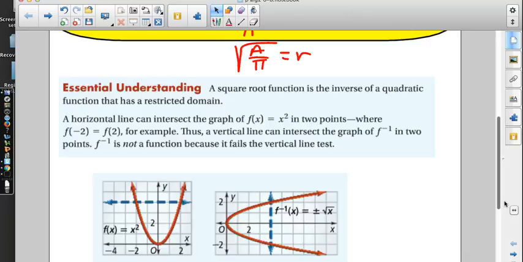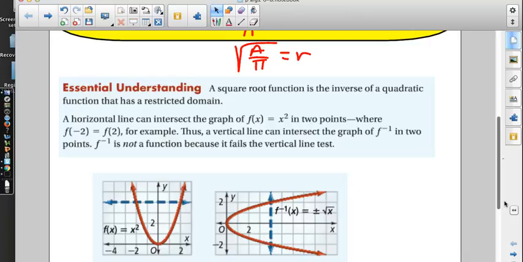A horizontal line can intersect the graph of y equals x squared, or f of x equals x squared, in 2 points, where f of negative 2 equals f of 2. So right here they're saying if we draw a horizontal line, we'll see that for this parabola, it's going to hit in 2 distinct spots. Now, at first glance, you're like, well, we had the vertical line test before. What do we care about a horizontal line test?